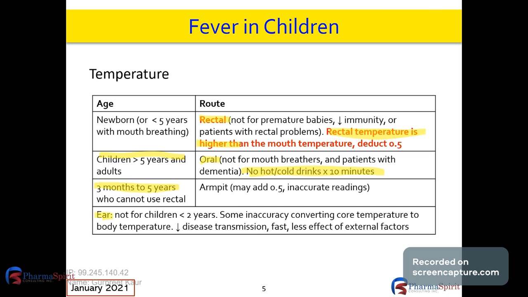What about the ear thermometer? Ear thermometer should not be used for children less than 2 years of age. And ear thermometer actually does not measure the body temperature.